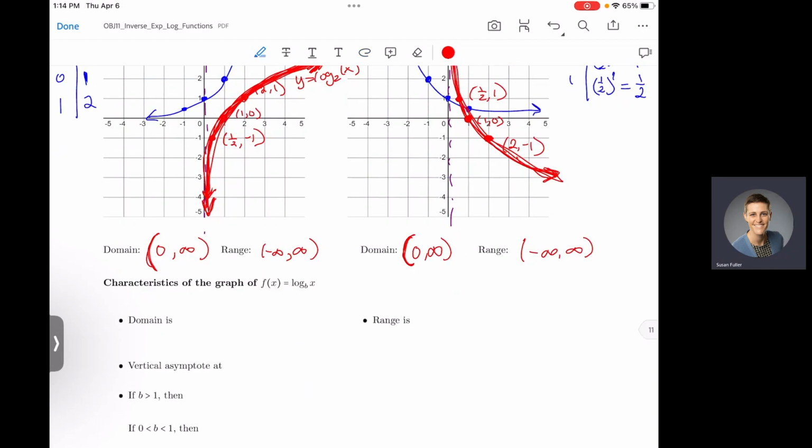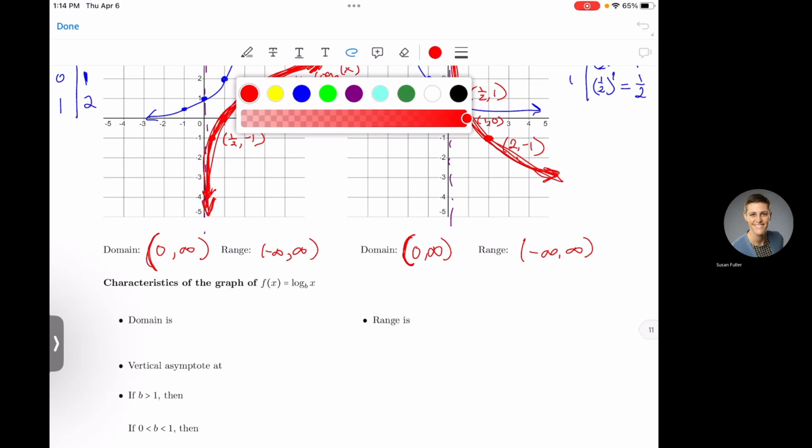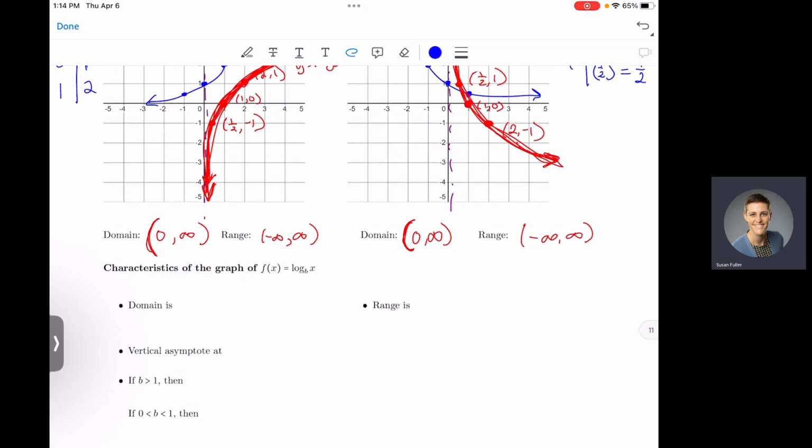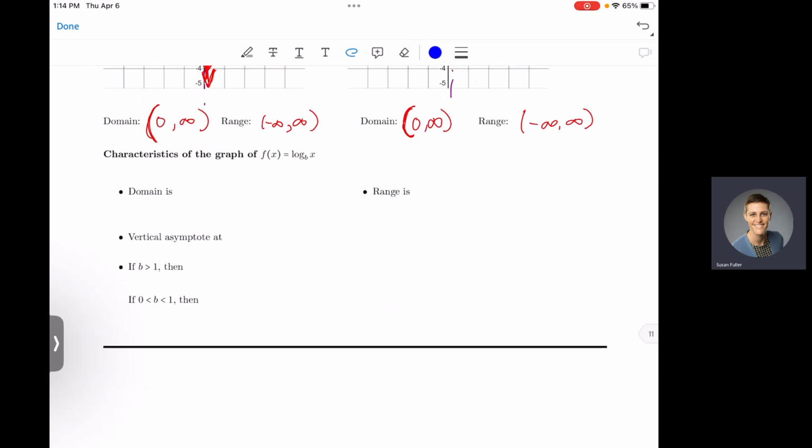Okay, so those are our graphs of y equals log base 2 of x and y equals log base 1/2 of x. Generally, if we have y equals log base b of x, our domain is going to match these two. Your domain is going to be 0 to infinity. Your range will be negative infinity to infinity.